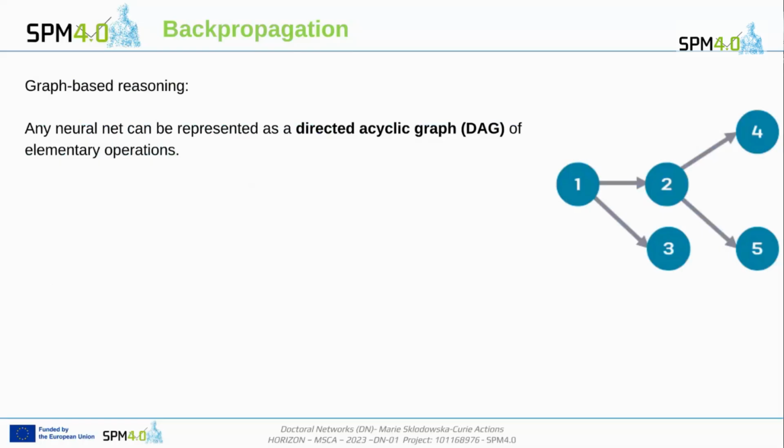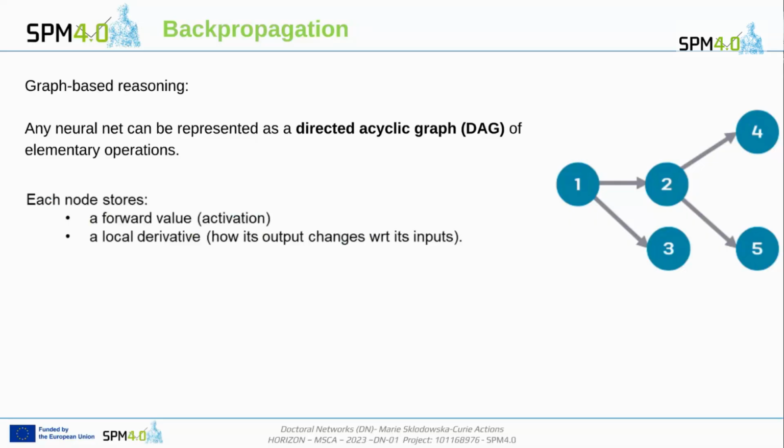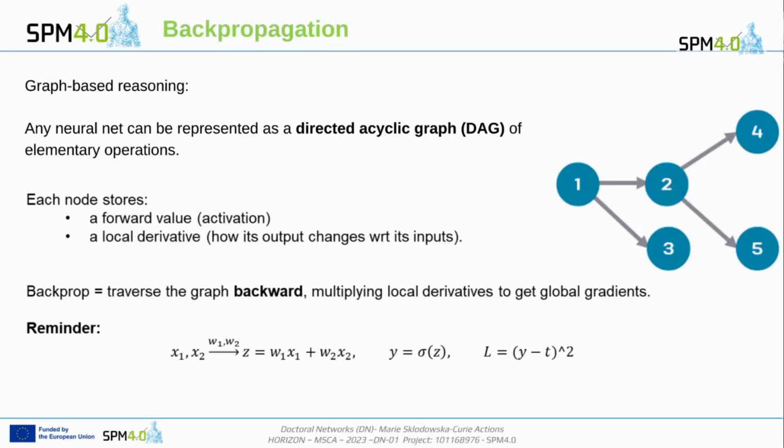So this is also a key point. Any neural network can be represented as a directed acyclic graph of elementary operations. If you know what DAGs are, they are graphs which don't loop on themselves, so they are directed and you never come back further. Okay, so of course each node computes the forward output, or the activation of the neuron, and at the same time we save the local derivative, how its output changes with respect to the inputs it's getting. And backpropagation is basically just traversing the graph backward and applying the local derivatives to get the global gradients of the network.